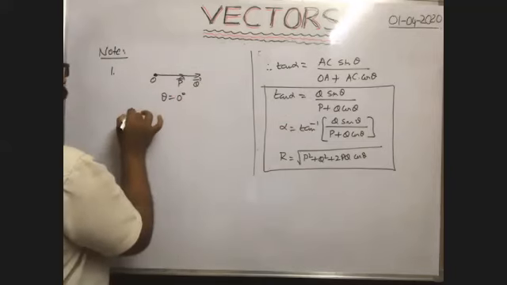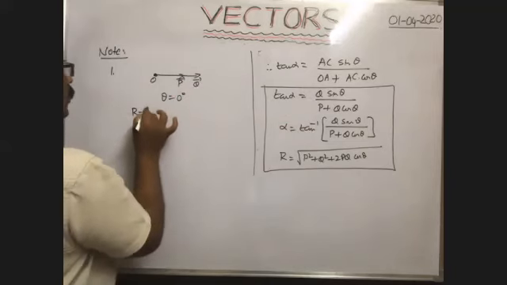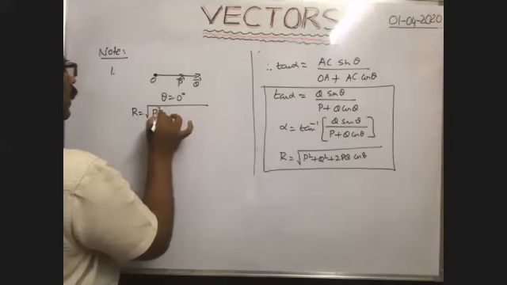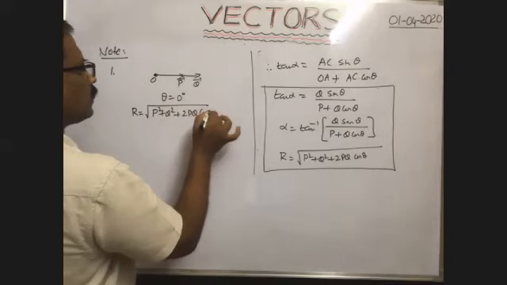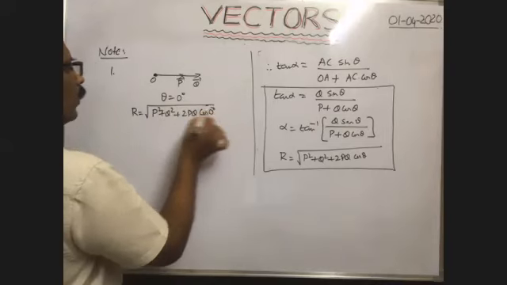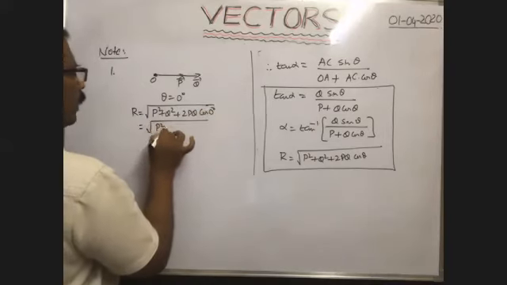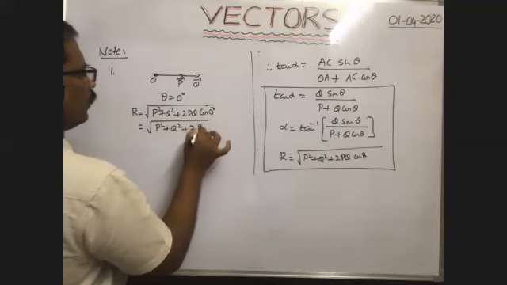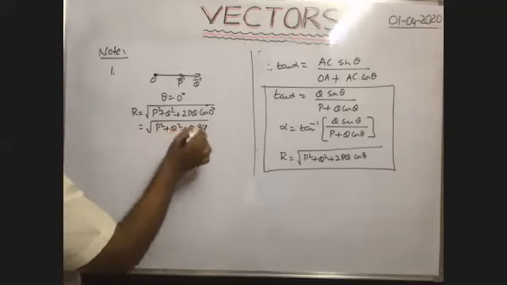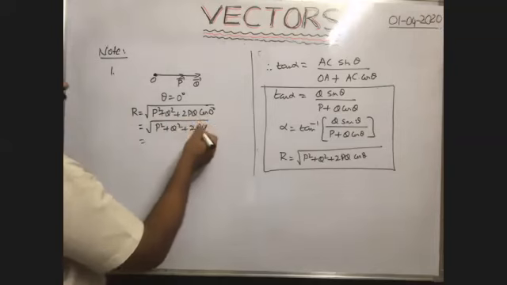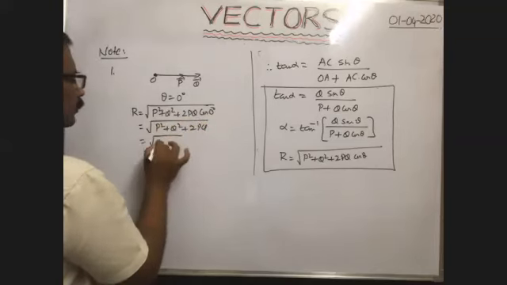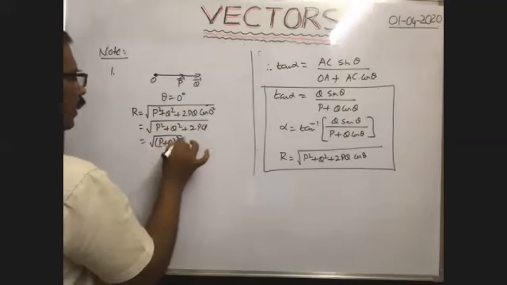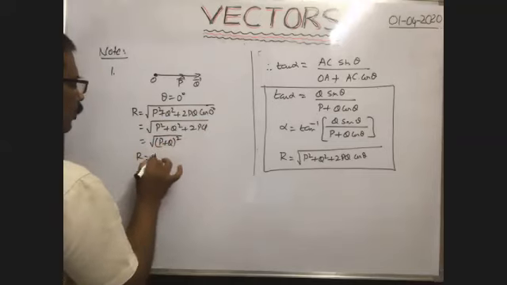Therefore, what is the magnitude of the resultant R? R is equal to square root of P square plus Q square plus 2PQ cos theta. Theta means 0, cos 0 is 1. So it is square root of P square plus Q square plus 2PQ. This is just like A square plus B square plus 2AB, so we can write A plus B whole square under root. That means P plus Q whole square under root. Therefore, R is equal to P plus Q.